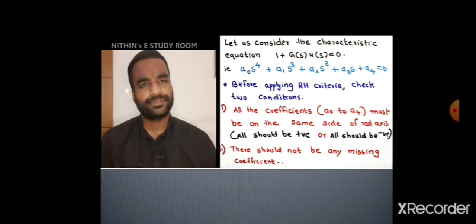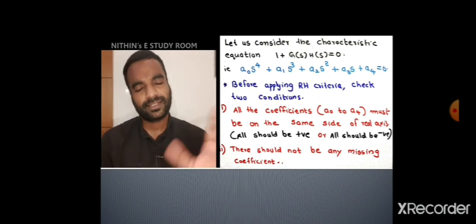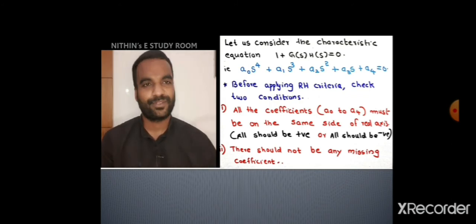So how did we get this characteristic equation? There are two ways, which I already told you. Find C(s) by R(s), or G(s) by 1 plus G(s)H(s), and take its denominator equal to 0. Or directly do 1 plus G(s)H(s) is equal to 0. Both will give the same equation.